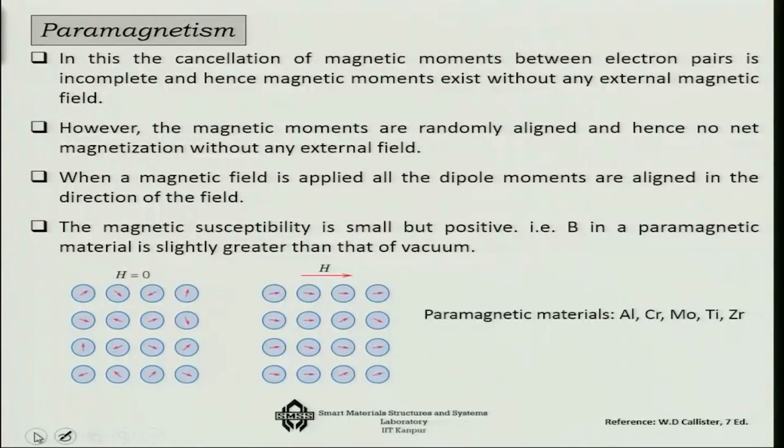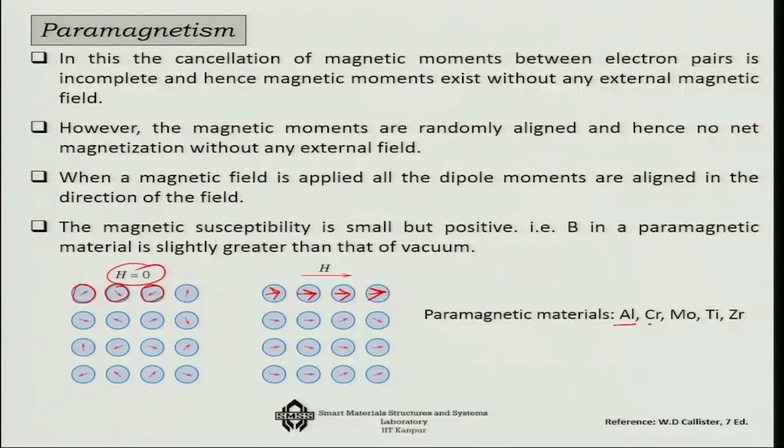Now, paramagnetic materials. These already have some unpaired electrons, hence they have some internal magnetic moments, but in general they will not manifest. Why? Because they are random, so they cancel each other. When a magnetic field is applied to a paramagnetic material, they align themselves towards the direction of the field, and hence they are slightly more magnetic than the diamagnetic materials.